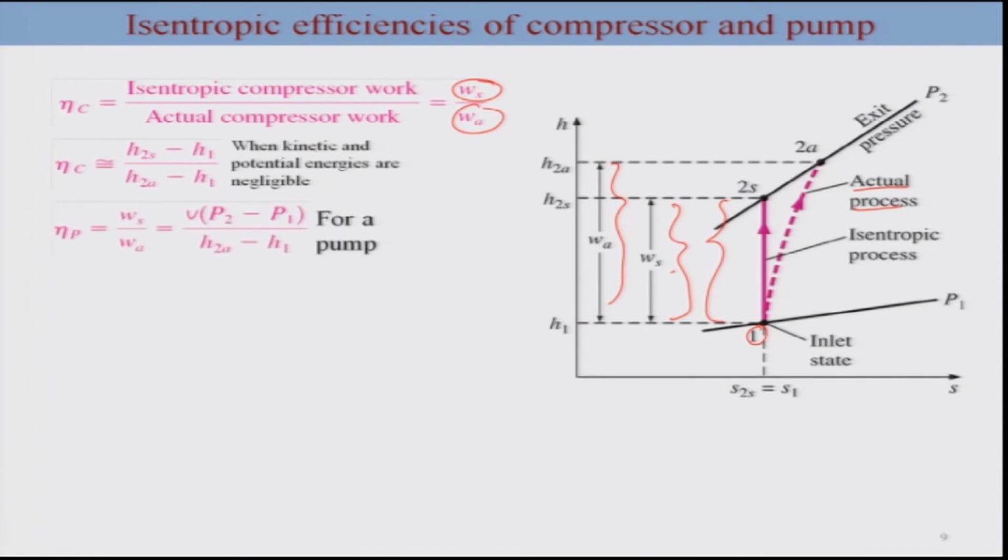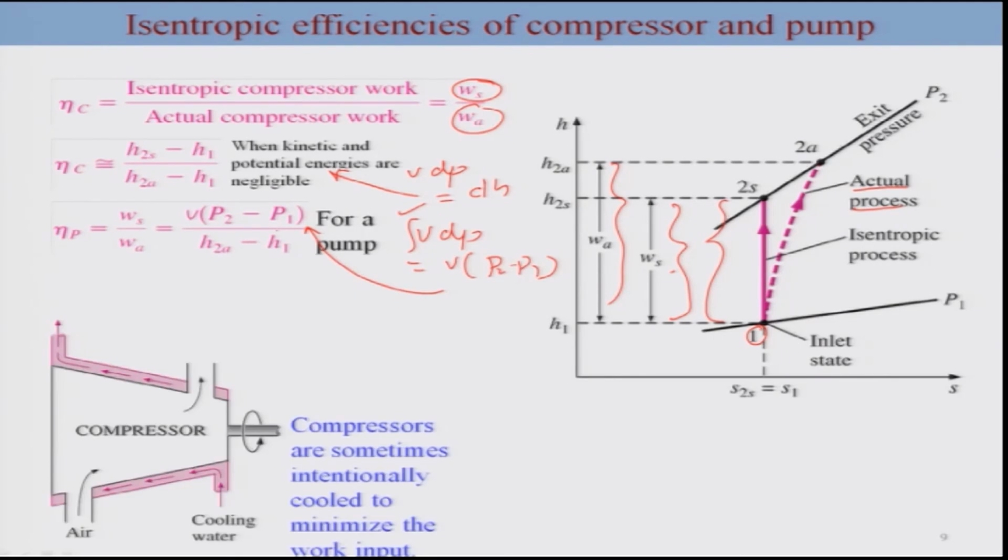Okay. Similarly, for the pump, you can come up with this. Remember that we have already derived that for the gas, the VdP term is approximated to dH, and thus you can simply write dH. On the other hand, for the case of liquid, which will be the case for the pump, we are going to simply write the VdP integral as simply V times (P2 minus P1), and thus the numerator is simply V(P2 minus P1). Okay, so now these are the cases for your isentropic processes.